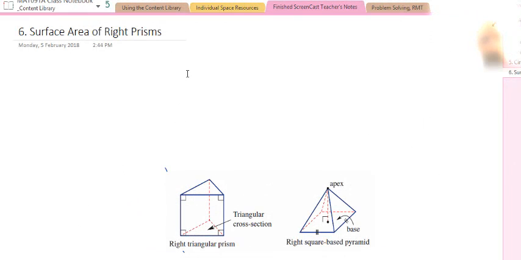Okay, this is a video about surface area of right prisms. First of all, what is a prism? A prism is basically a three-dimensional shape, and it's where if we cut along what's called the main axis, we would get the same cross-sectional shape.